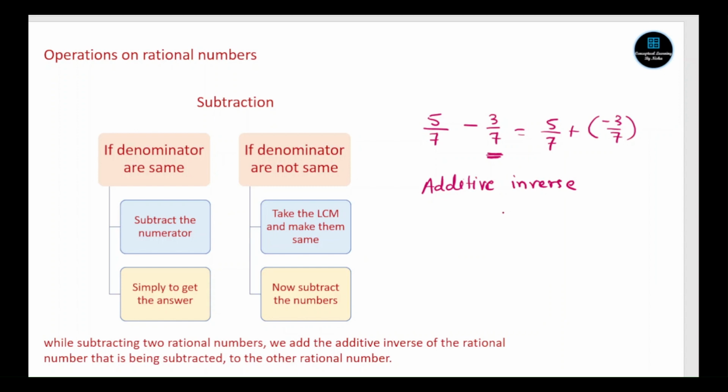Additive inverse of, let's say, if I ask you negative 1 over 2, what is the additive inverse? Yes, it is 1 over 2. If I ask you what is the additive inverse of 3, it is negative 3, and so on. So basically subtraction is nothing but adding the additive inverse. Alright. So now let's solve some questions based on that.